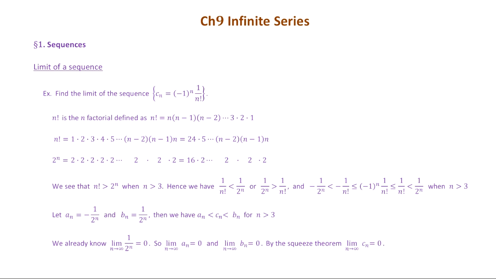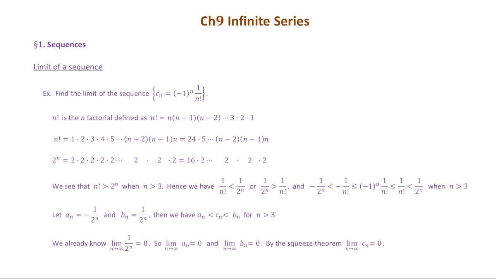On the very first, we have -1 over 2 to the n. That's the a_n we defined. And -1 to the n times 1 over n factorial in the middle, that's just seen in the problem. And on the right, we have 1 over 2 to the n, which is just the b_n we defined. So we have a_n less than c_n less than b_n. We just rewrite this in different symbols from the previous line. And that's true for n greater than 3.